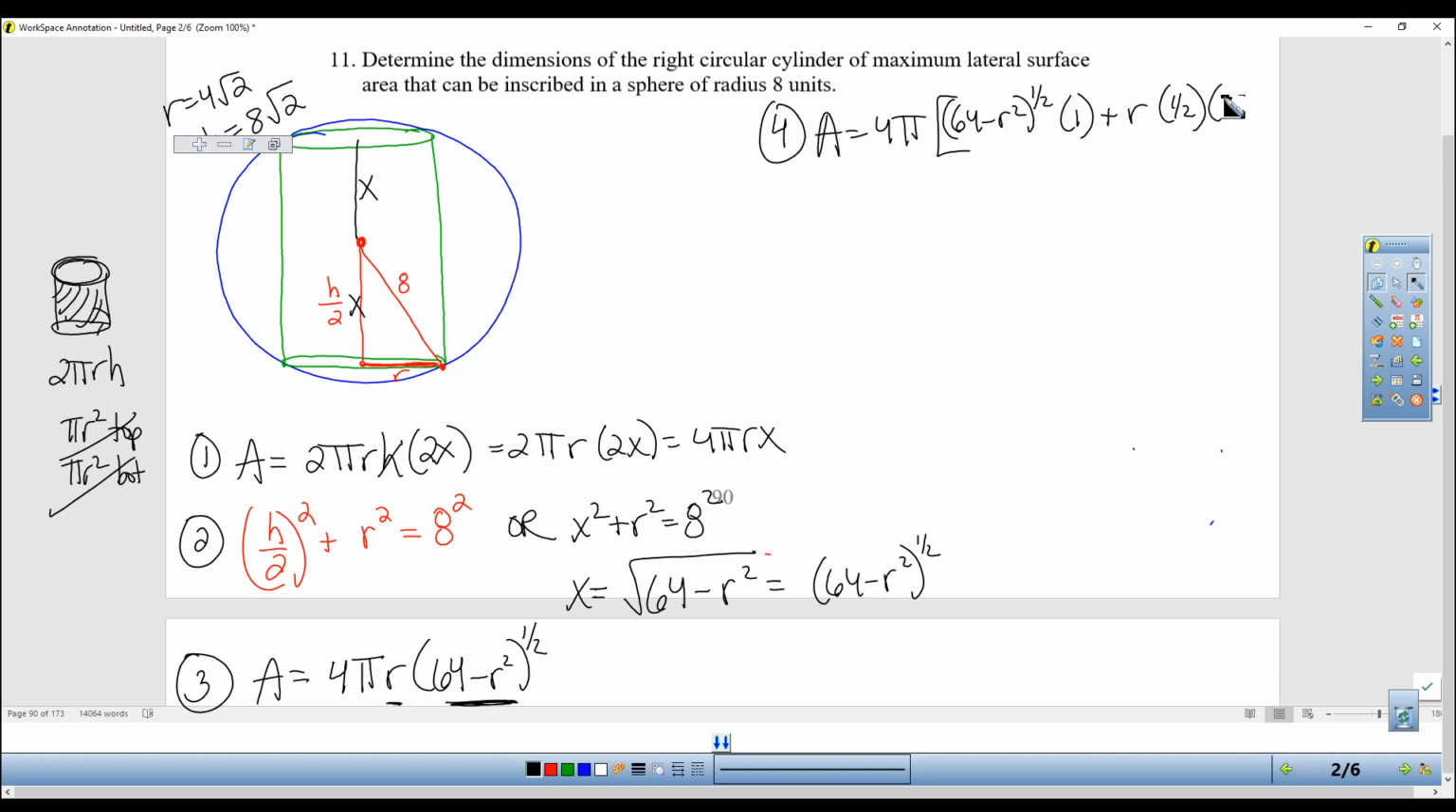I bring down the 1/2. I write 64 minus r squared to the negative 1/2. And I still have to do the derivative of the inside, negative 2r. A lot going on there.